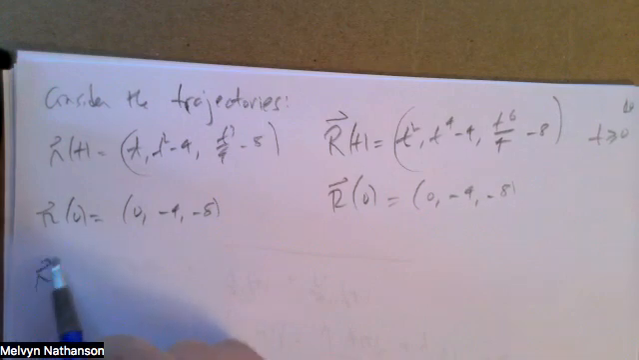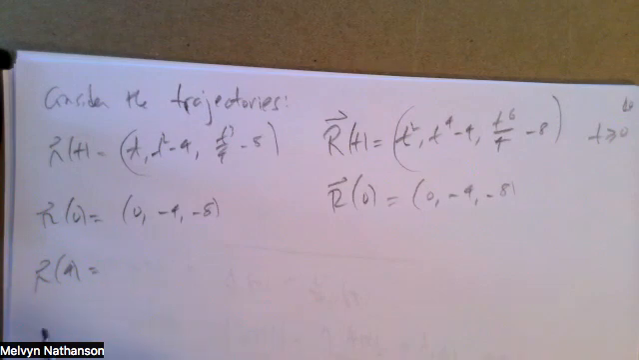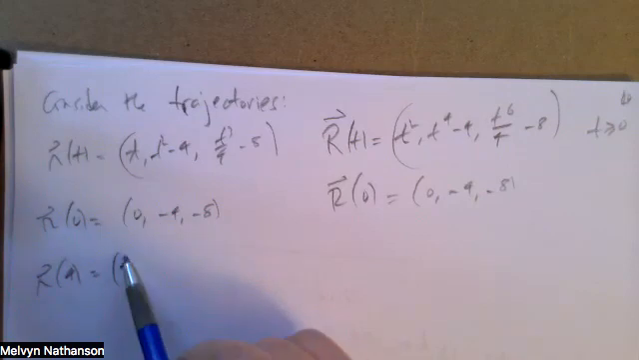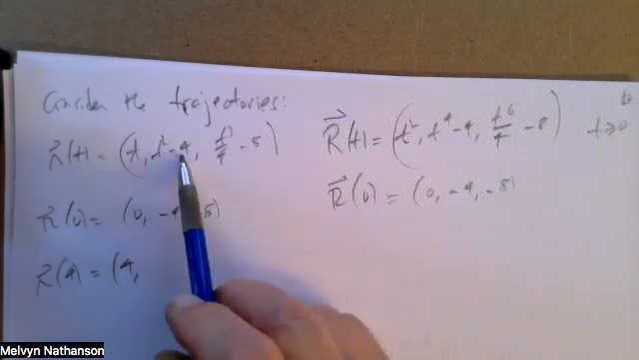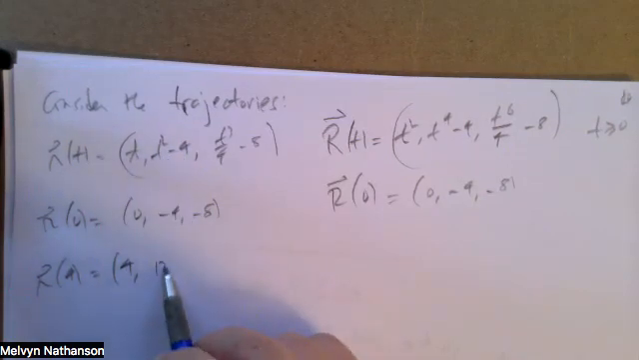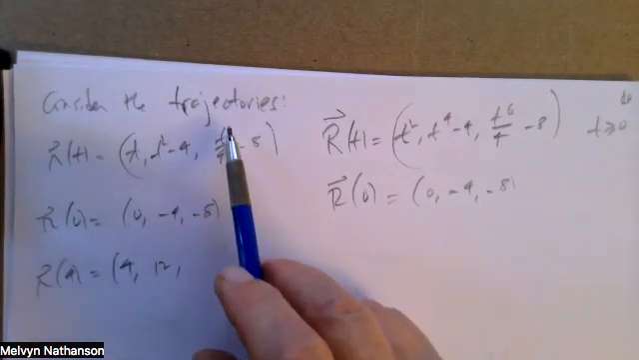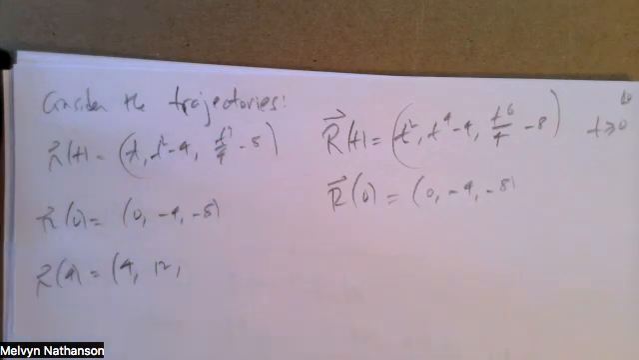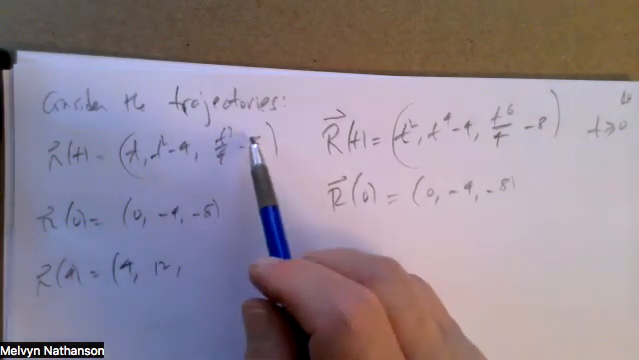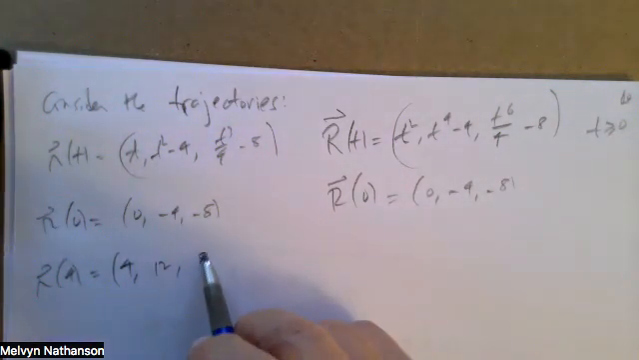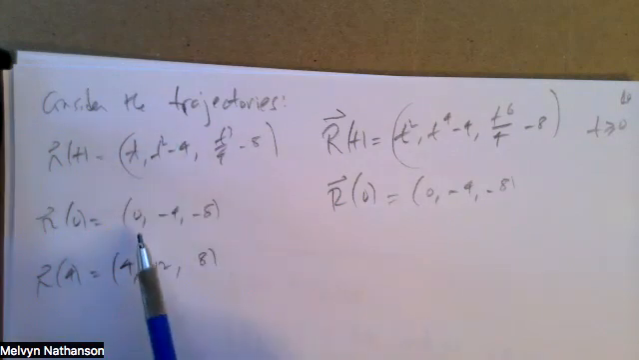At time 4, r at time 4 is at the position 4. 4 squared minus 4 is 16 minus 4 is 12. 4 cubed is 64. 64 over 4 is 16. 16 minus 8 is 8. So this particle starts at 0, minus 4, minus 8, and 4 seconds later is at the point 4, 12, 8.